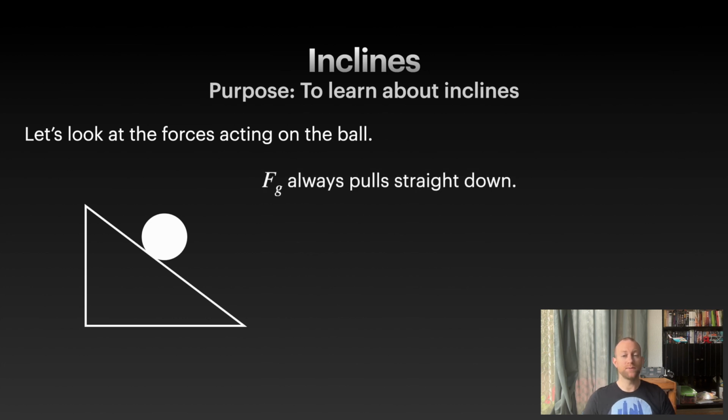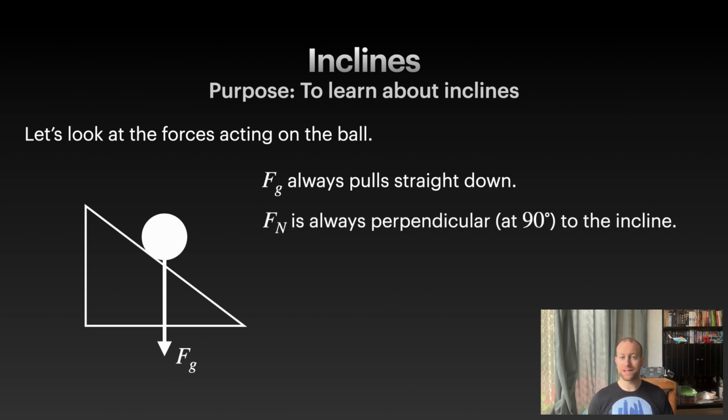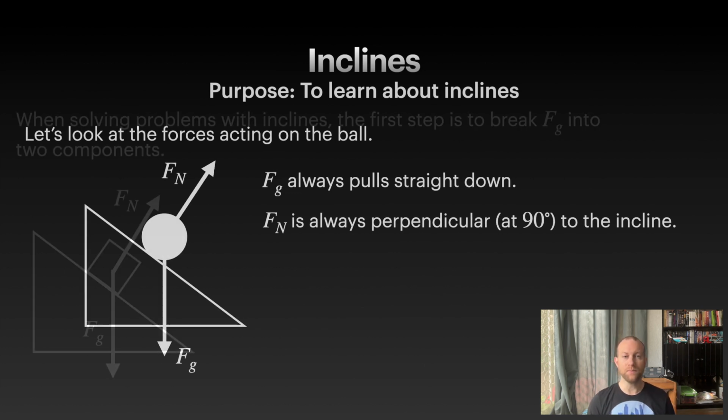We've got Fg. Fg is always going to pull straight down. Force of gravity always pulls towards the center of the earth. However, normal force is always perpendicular. As I showed you before, if I have a flat surface, as soon as I rotate this, my normal force changes because it has to be 90 degrees to the surface. As I rotate along, that gives us a normal force that is no longer straight up. Now it's slanted because my surface is slanted.